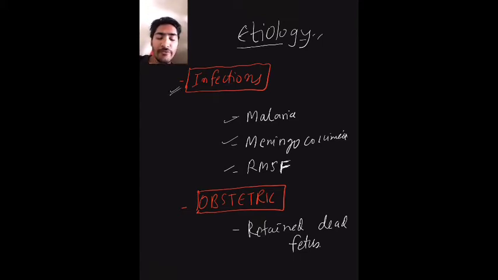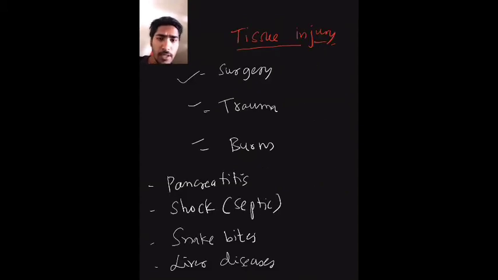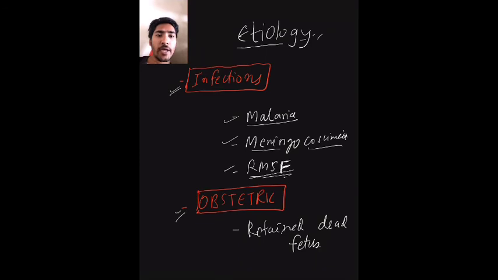So you have got infections which cause DIC, which include malaria, meningococcemia and Rocky Mountain spotted fever. Then obstetric conditions which include your retained dead fetus and septic abortions, abruptio placentae, preeclampsia and amniotic fluid embolism. And other etiological factors are the conditions that cause massive tissue injury, which include surgical operations, massive trauma, and burns. Other etiology are pancreatitis, shock, snake bite, liver diseases. So this is the etiology of this DIC.